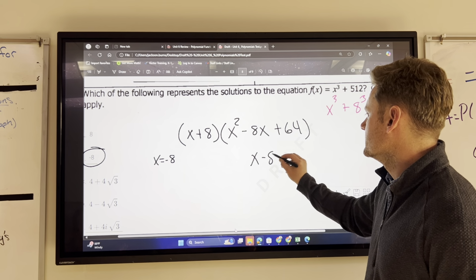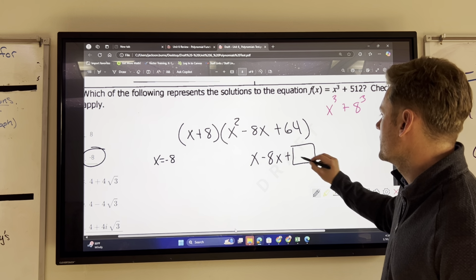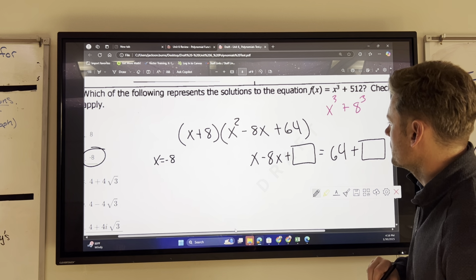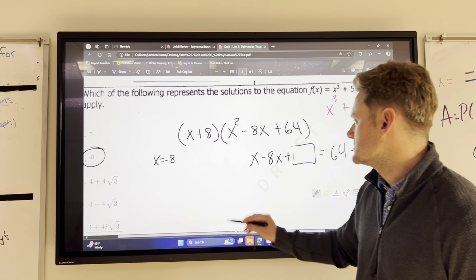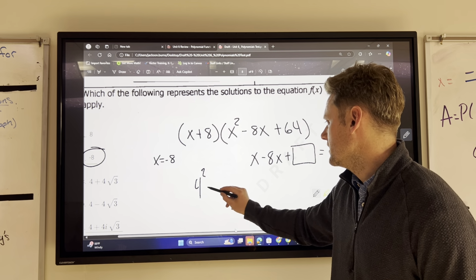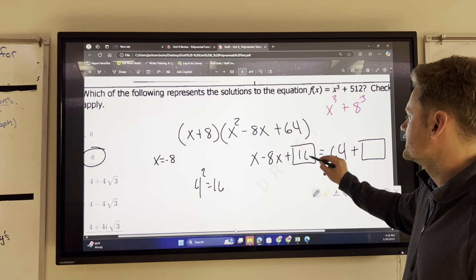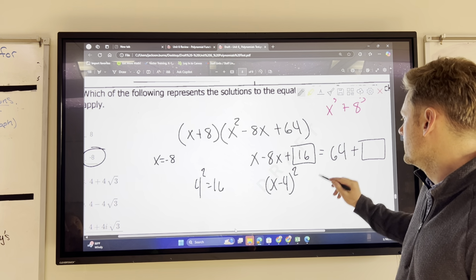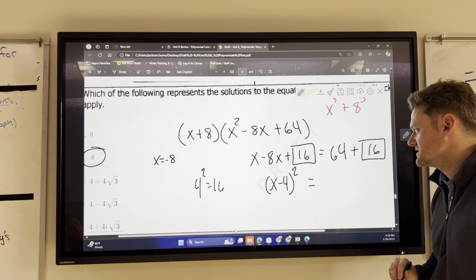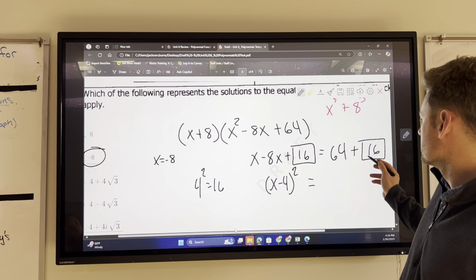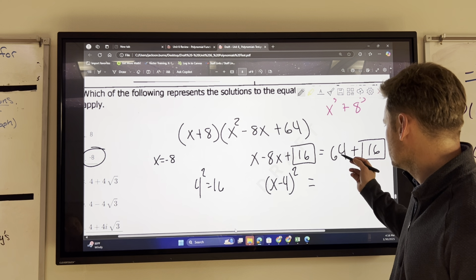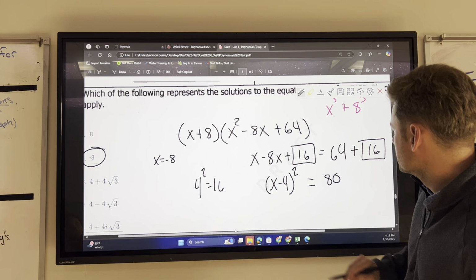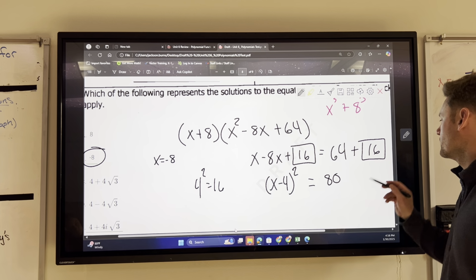Well, I have x squared minus 8x plus a square equals 64 plus a square. Well, what's half of 8? It's 4. 4 squared is 16. So I'm going to add 16 in my box. So this becomes x minus 4 squared equals 64 plus 16, which is 80. So I get x minus 4 squared equals 80.